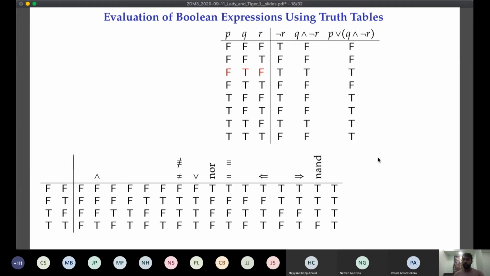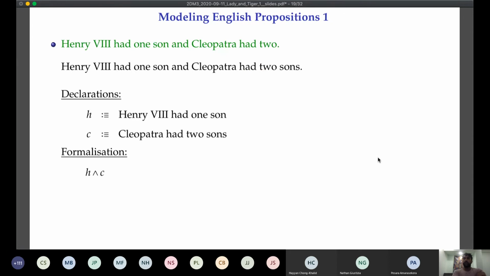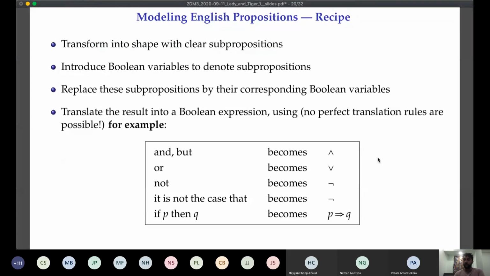All right. So let's look at a simple example of how to use these things. Here is Henry had 1 son and Cleopatra has 2. So H for Henry, C for Cleopatra, and then just H wedge C, to say Henry had 1 son and Cleopatra had 2 sons. As I mentioned earlier, and, or, negation and implication, and how they're supposed to be pronounced. We won't spend much time on this.